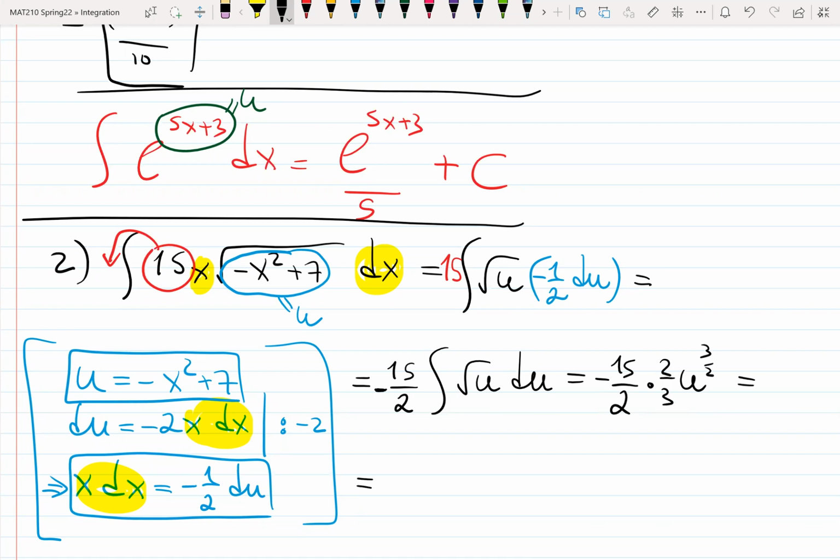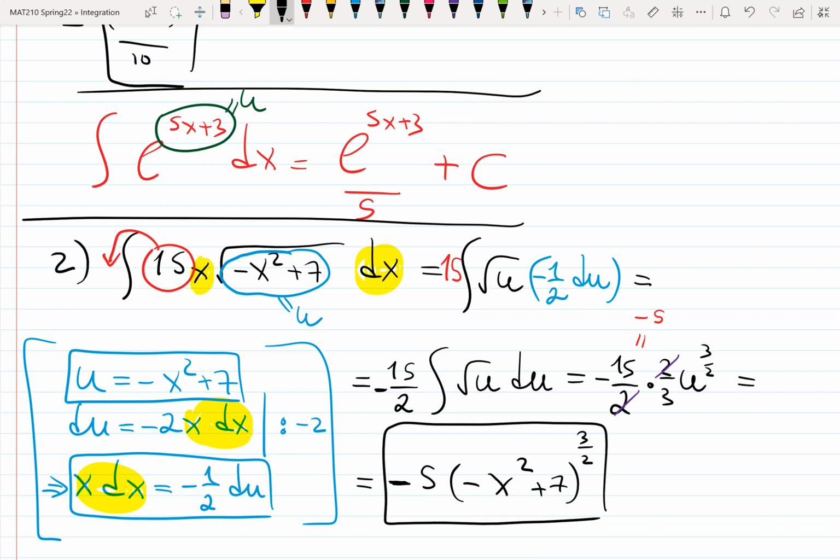Nobody knows what u is, so you have to go back. Remember, an indefinite integral gives you a function, so you have to go back to the previous notation. 2 cancels out with 2. Minus 15 over 3 is minus 5. So it is just minus 5 times u, where u is minus x squared plus 7, raised to the 3/2. And this is the answer.